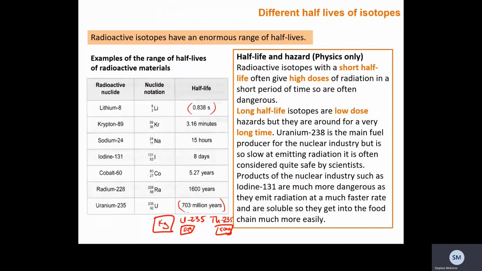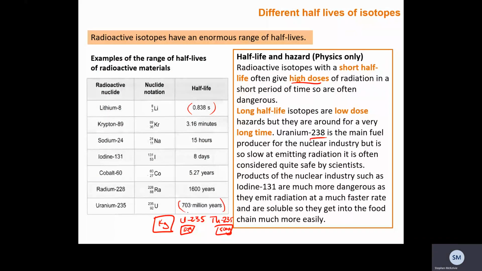Short half-life radioactive isotopes often give high doses of radiation. So if I have a kilogram of lithium-8 and I stand beside it, within 0.838 seconds, I will have absorbed a lot of radiation. Long half-life isotopes are low-dose hazards, but they're around for a long time.